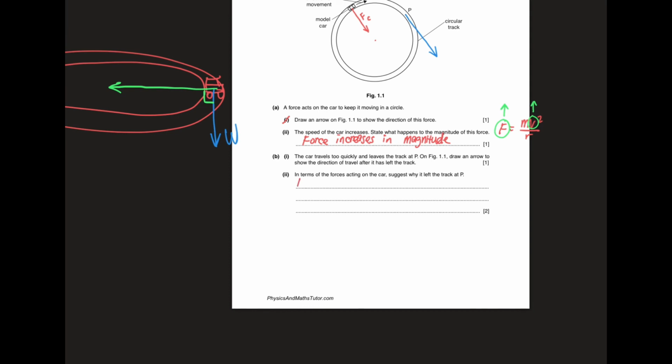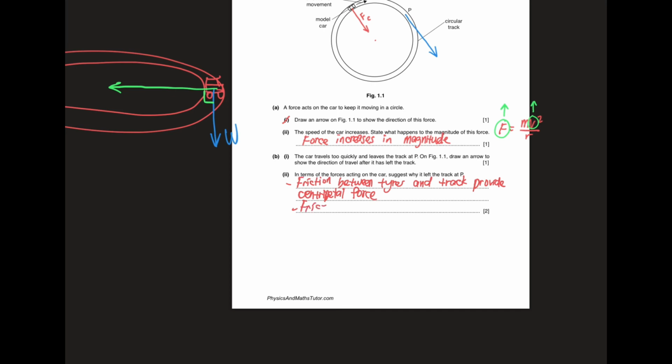Now what can we write is, we just write the friction between tires and track provides centripetal force. So this one mark on it.